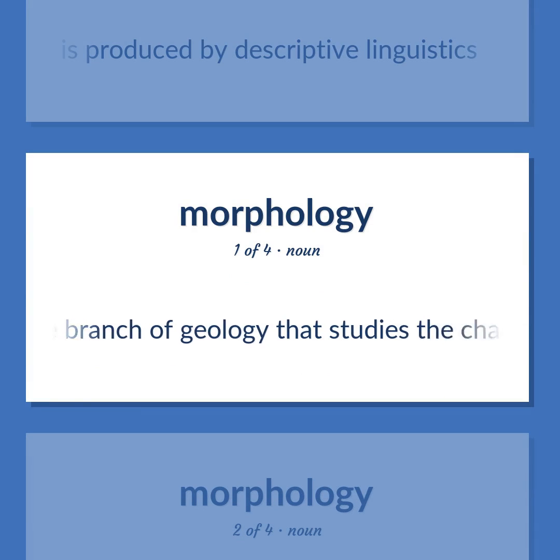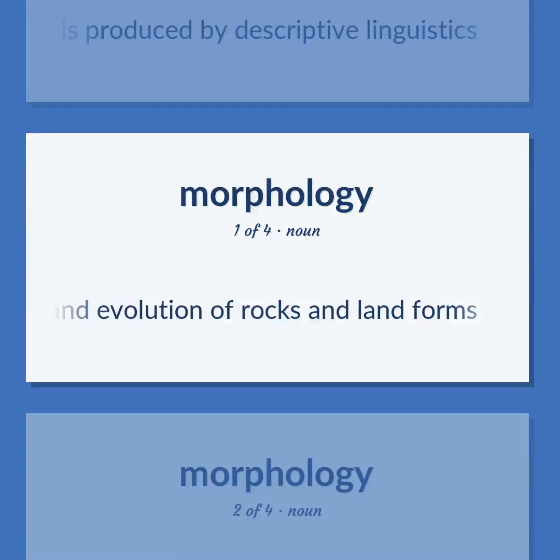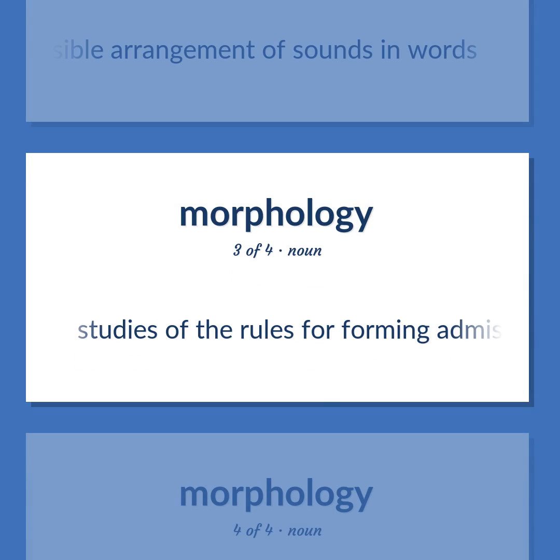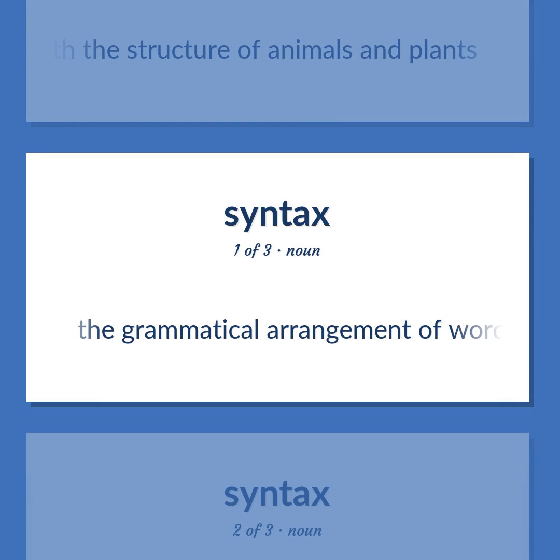The branch of geology that studies the characteristics and configuration and evolution of rocks and landforms. The admissible arrangement of sounds in words. Studies of the rules for forming admissible words. The branch of biology that deals with the structure of animals and plants. The grammatical arrangement of words in sentences.